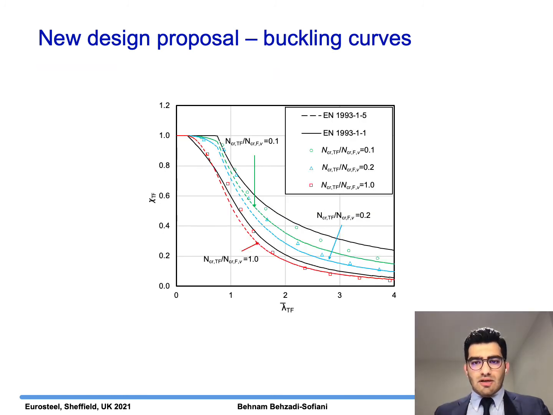The variation of torsional-flexural buckling reduction factor with torsional-flexural member slenderness is shown in this figure for 3 sample values of elastic buckling load ratios together with the FE results from the parametric study for columns with similar buckling load ratios.